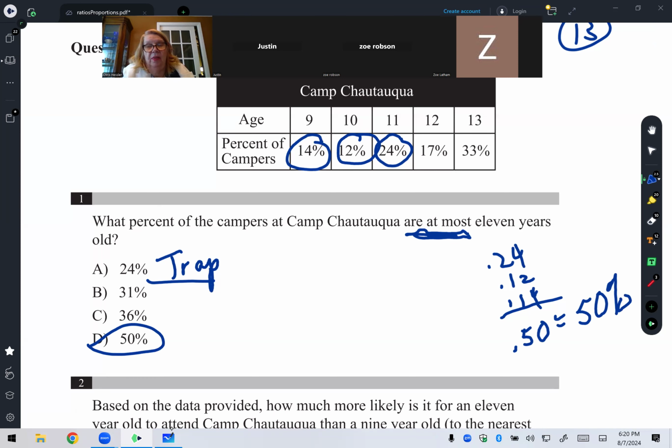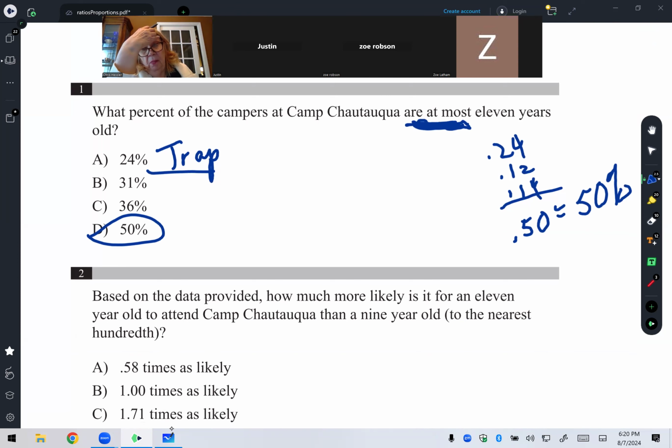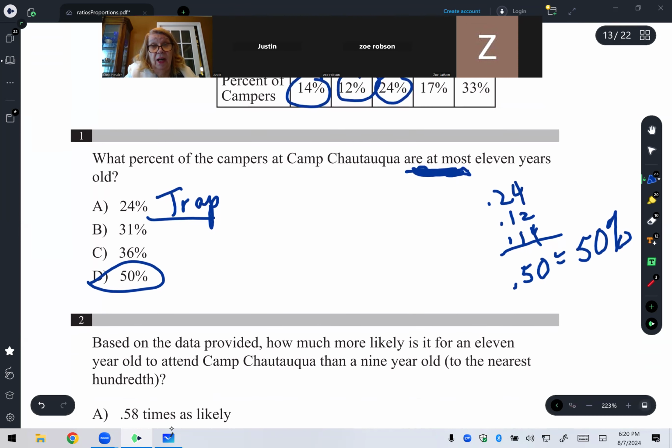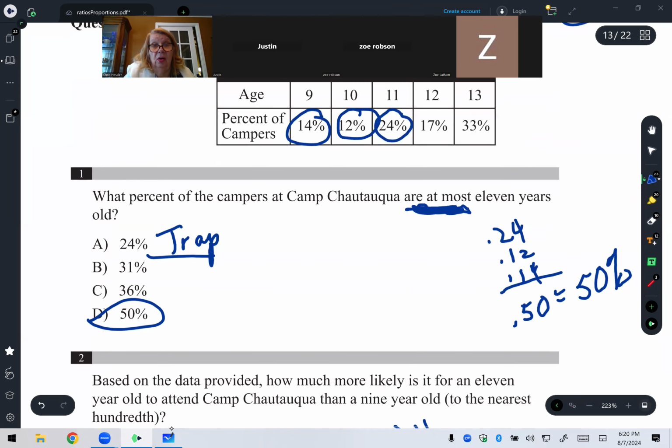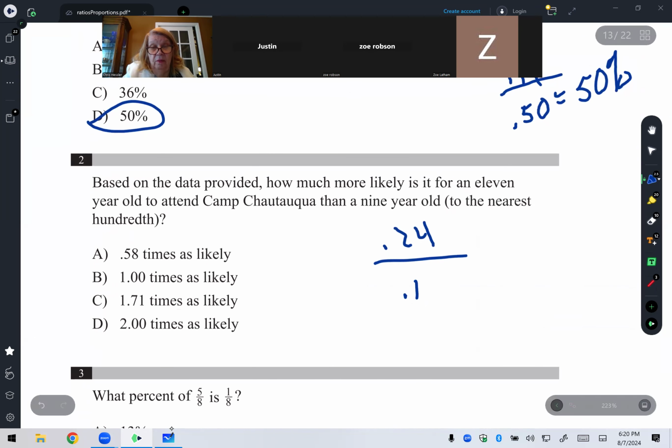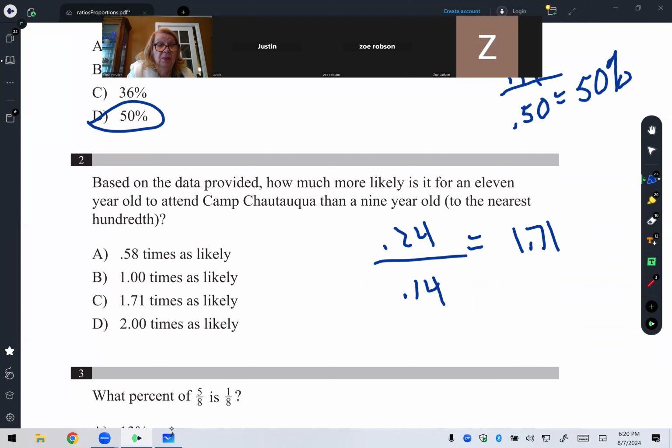And I'm sure you're probably all right with that, but I'm just trying to notice what you might do in error. So let's look at this one. Based on the data provided, how much more likely is it for an 11-year-old to go than a 9-year-old? Well, now they're not asking you for percent. So the 11-year-old, his mom will sort of trust him, where the 9-year-old not so much, so that'll be divided by 0.14. And we'll just get 1.71 times as likely, because they're not asking for percent. They're asking for times likely.